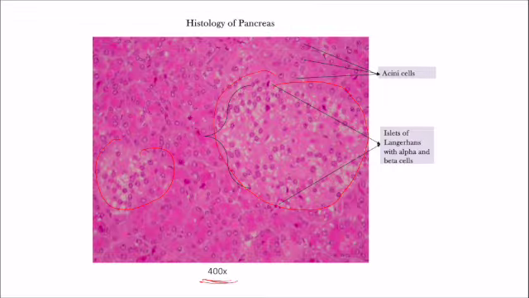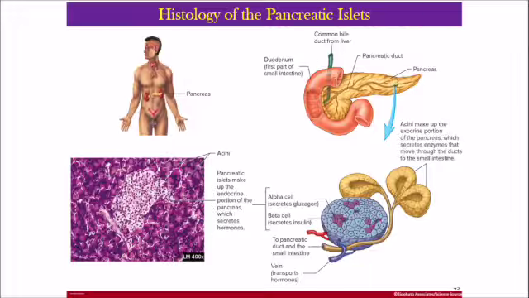These lighter patches are a part of the endocrine gland. These all are part of the exocrine gland, acinar cells. These are the islets of Langerhans. They have alpha and beta cells, which produce glucagon and insulin, and delta cells, which produce somatostatin.